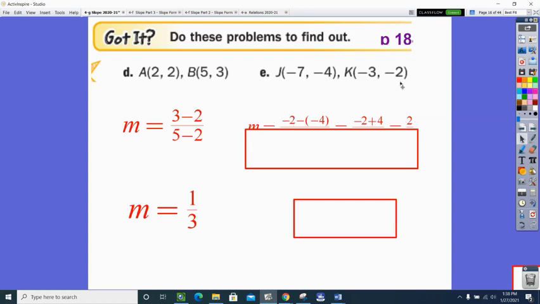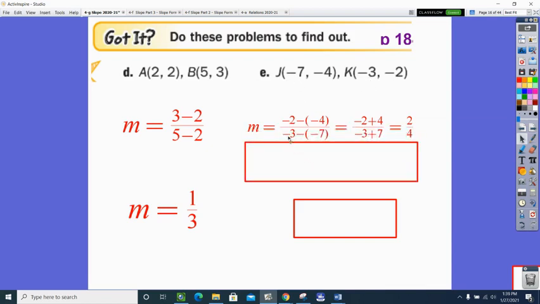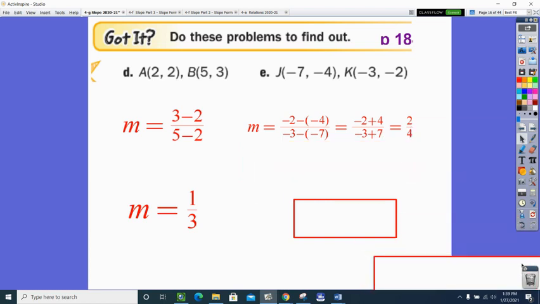Because I started with the -2, I have to start with the -3, and I'm going to take the -3 minus the -7. Whole lot of negative going on. Same, change, and -3 plus 7 is 4. Hey, 2 over 4, they're both even. Cut them in half, and my slope is a positive 1/2.